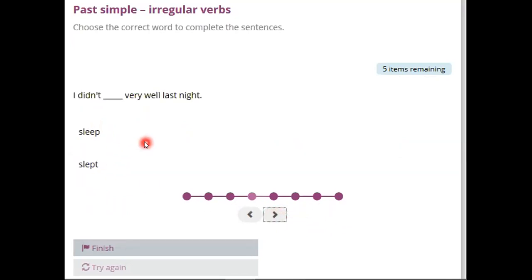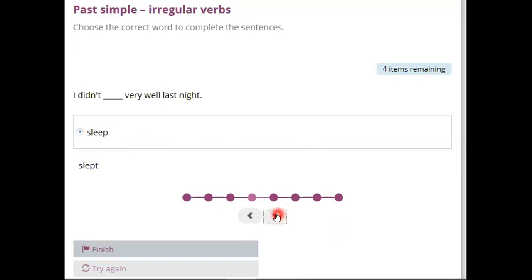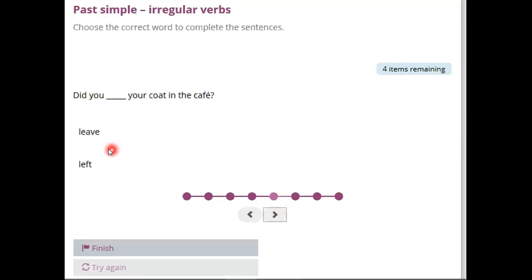Next, I didn't slept very well last night. I didn't sleep very well last night. Remember, this is a negative sentence, which means the same rules apply to regular and irregular verbs when it comes to negative sentences. Didn't, did plus not, or didn't plus the verb in the infinitive without to. So sleep. I didn't sleep very well last night. Next, did you your coat in the cafe? This is an interrogative sentence, a question again, which means the rules apply to irregular verbs the same as regular verbs when it comes to interrogative sentences. So, did you left? No. Did you leave?